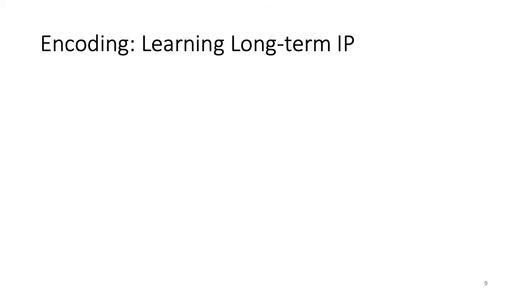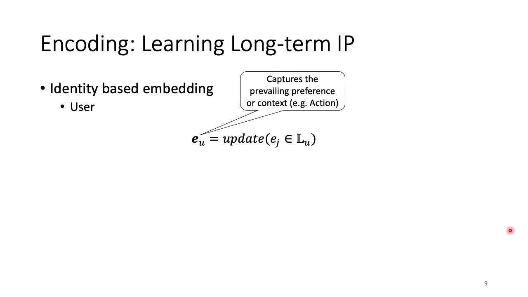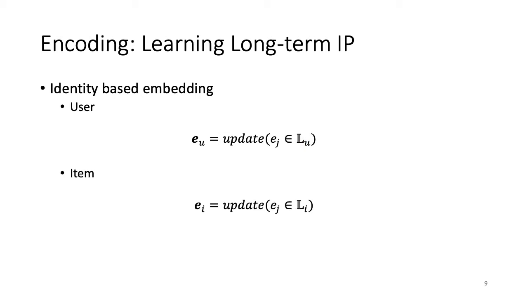The first element of the encoder learns long-term interaction patterns. To this end, we use an identity-based embedding. That is, for every user u, we learn an embedding vector e sub u, and the goal is for this vector to capture the most dominant or prevailing context or interest of this user. For example, this user is mainly interested in action movies. Second, the embedding is learned using all the interaction events where u is involved in, which are all these interactions involving user u. And we do the same for the item, and the meaning of the embedding is equivalent to that of the user.